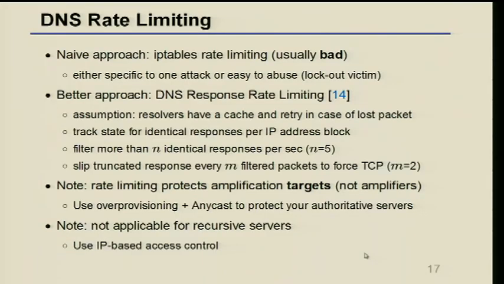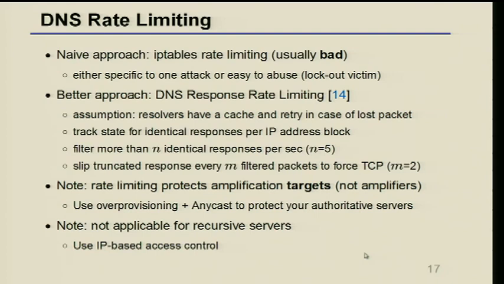So the naive approach would be to just set up an iptables rule, do some rate limiting, but this is usually bad. This will be either too specific for one specific attack, so then the attacker will just change one parameter and your filter will be worthless, or it will be too easy to abuse, for example by locking out your victim, by sending spoofed queries to activate the rate limiting and to filter legitimate traffic from a victim. There is a better approach, it's called DNS response rate limiting.